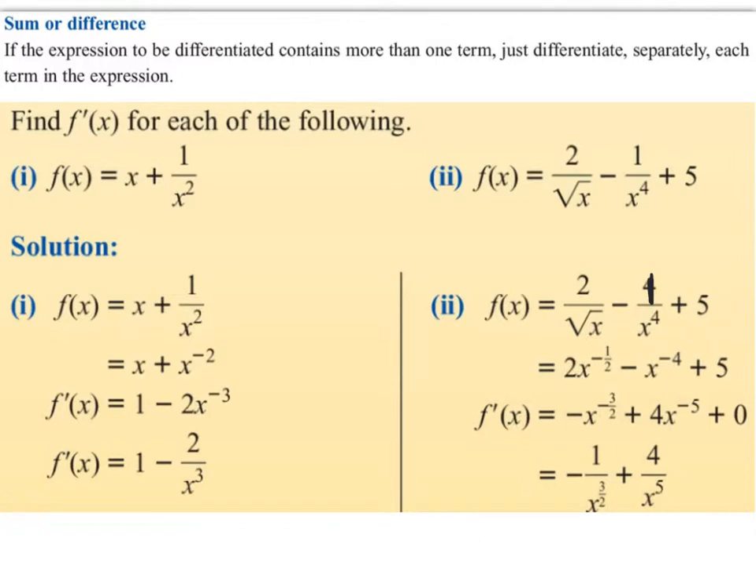Then we differentiate. So the derivative of 2x to the power of minus a half is minus x to the power of minus 3 over 2. The derivative of minus x to the power of minus 4 is positive 4x to the power of minus 5. And the derivative of 5 is 0. So we rewrite minus x to the power of minus 3 over 2 as minus 1 over x to the power of positive 3 over 2. And we rewrite 4x to the power of minus 5 as 4 over x to the power of 5. So again, this is using our indices rules or our powers rules. So it might be a good idea to recap those when you're learning differentiation.